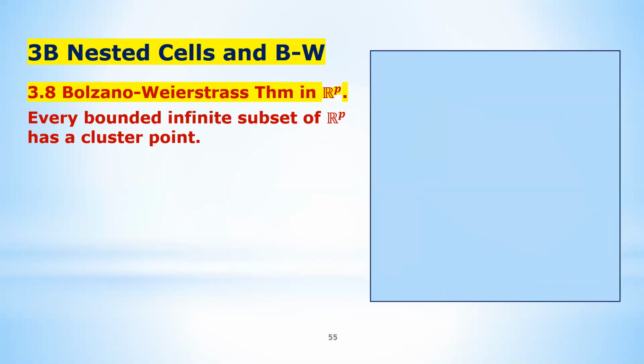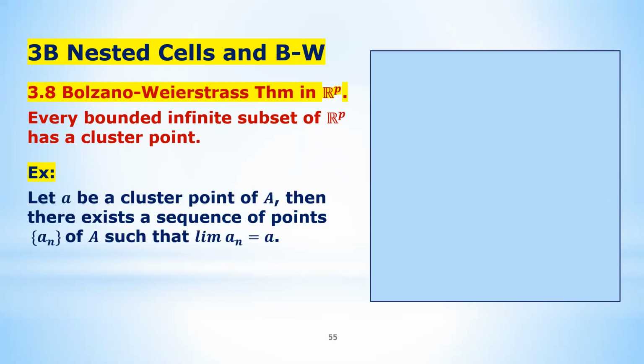Now, the first consequence we're going to draw, or you can think of it as some examples or extended problems, is like this. We know that every bounded infinite set has a cluster point. Now, let's say that a is a cluster point of A. Then there exists a sequence of points a_n so that the limit of a_n goes to a. So that's a natural consequence, okay?